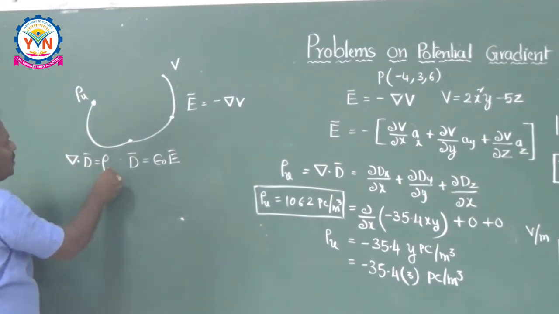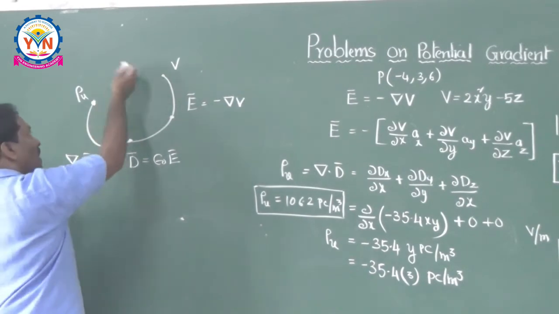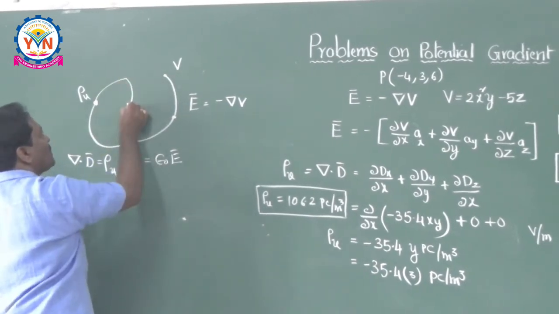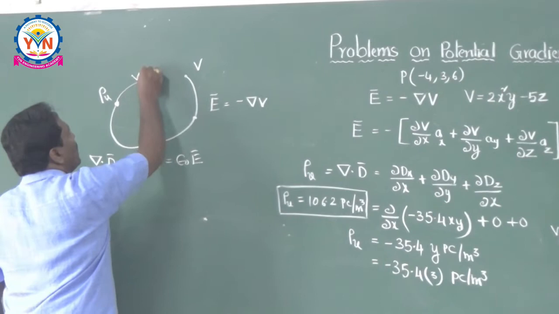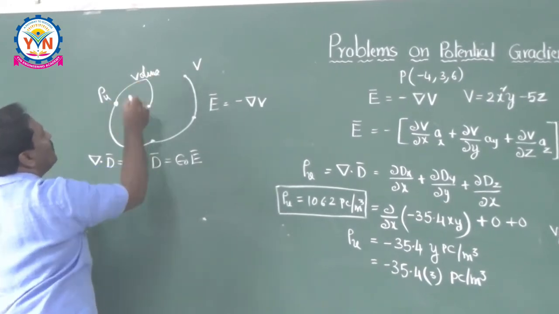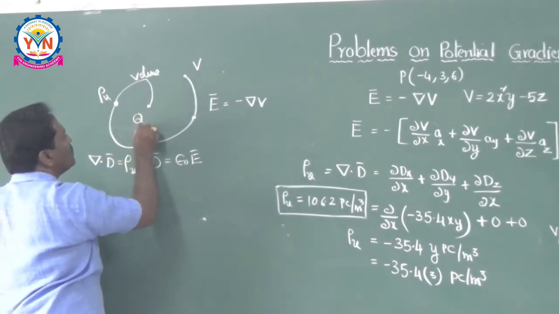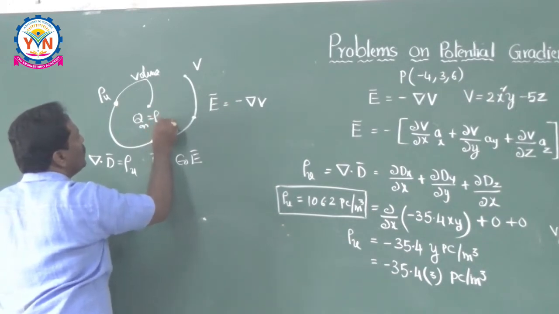Once rho V is known to you, if you have volume also, suppose for example, if you know this volume, then rho V into volume becomes charge enclosed. That is rho V into volume.